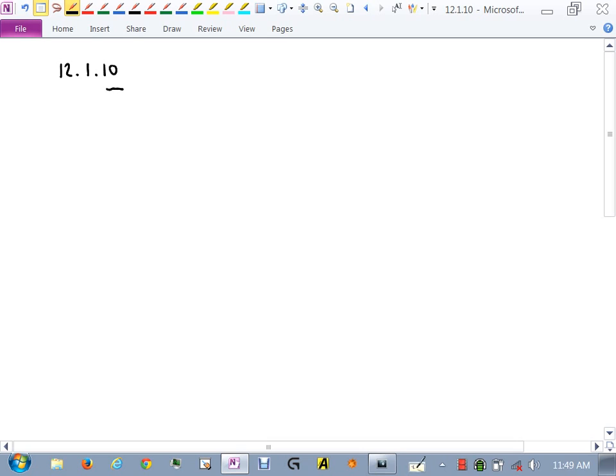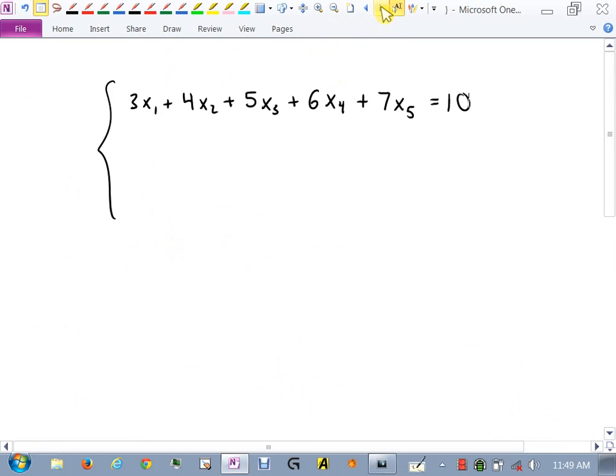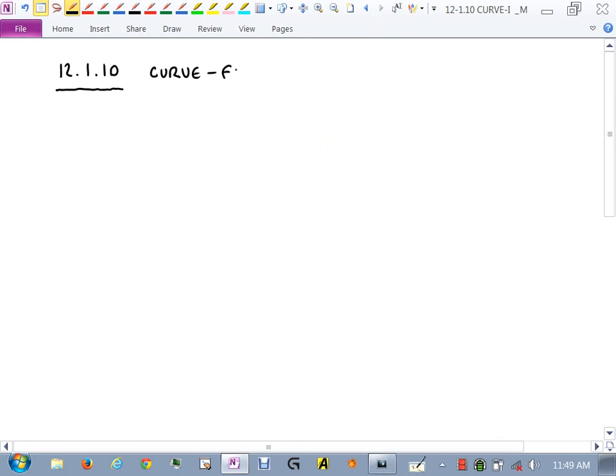12.1.10. We did? So we're on 11? I thought the last one was 9. It was? Yeah, it was 9. Using the calculator to solve. Curve fitting.